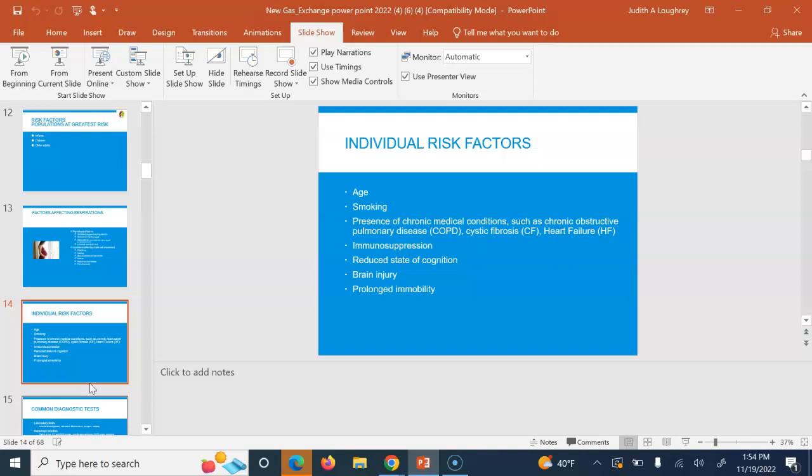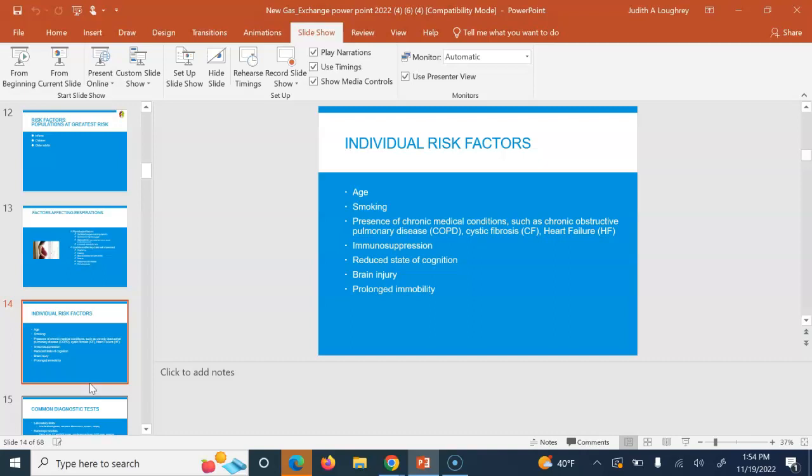But someone who's actually smoking on a daily basis, like a pack a day, is doing quite a bit of damage to their lungs. Also the presence of chronic medical conditions such as chronic obstructive pulmonary disease, which we'll talk about in a little bit, cystic fibrosis, which we'll talk about next semester, and heart failure, which we'll also get more in depth on next semester.